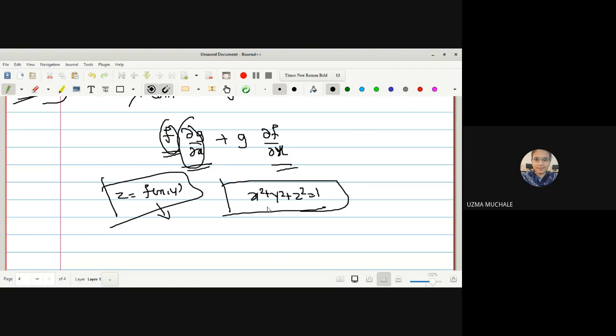Yes, no one from you people is knowing how to find out the partial derivative if the function is like this. You can find out the partial derivative. No? How to find out?